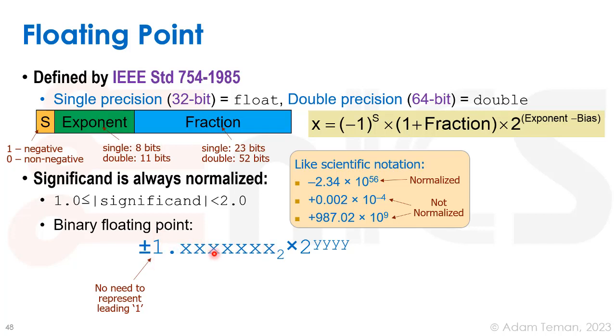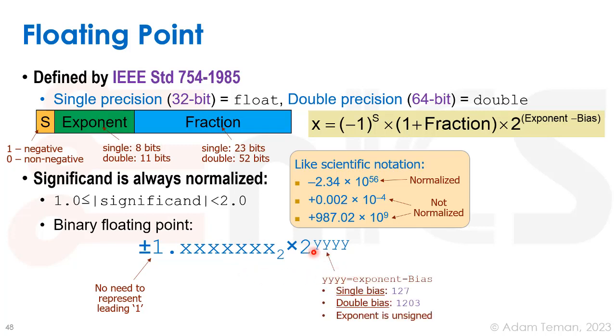And then the fraction is basically all of these bits, which are going to be 23 bits in single precision, 52 bits in double precision, which are a binary fraction of where we are in the significand, between 1 and 2.